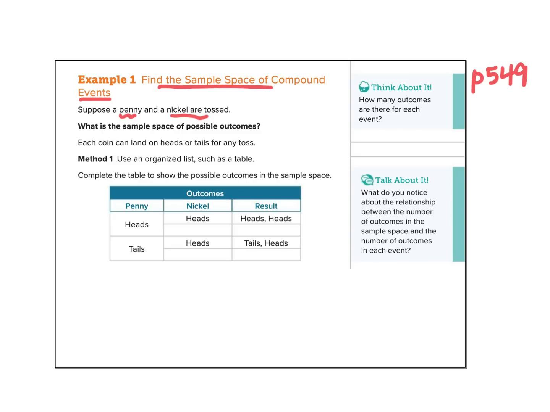Well, I think about first, what could I get? When I toss the penny, I could get a heads or a tails. And when I toss the nickel, I could get a heads or a tails. So if I made a little diagram of this, here's one way you could show it. If I start with the penny, I could get a heads on the penny, and then I could either get a heads or a tails on the nickel. Or if I got a tails first on the penny, then I could either get a heads or a tails on the nickel.